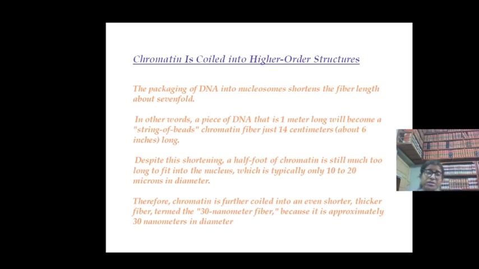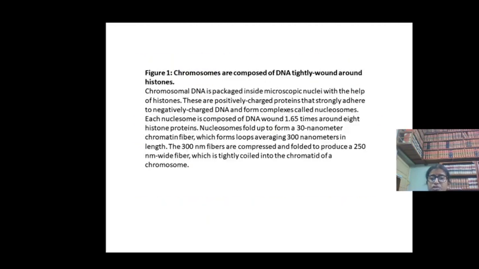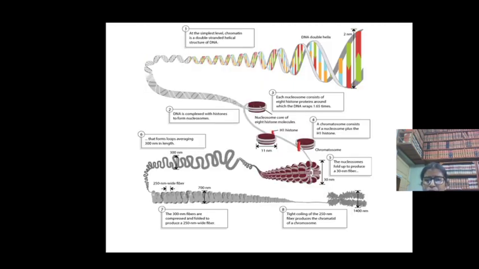So it will have to go for a further condensation, as the nucleus is typically only 10 to 20 microns in diameter. The nucleus cannot accommodate such a long DNA, so it will go again for a condensation. Therefore, chromatin is further coiled into an even shorter, thicker fiber, termed the 30 nanometer fiber, because it is approximately 30 nanometers in diameter. So if you go to the picture, you will find the next step. The nucleosomes fold to produce a 30 nanometer fiber. So this is how it looks like. Okay? Step.